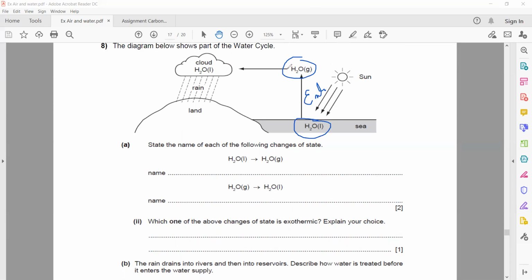But when water in a gaseous state converts into water in a liquid state, basically H2O in gaseous vapor form converts into a liquid state, it releases that energy and the molecules come closer to each other. So which one is exothermic? When the gas is changing back into liquid, it will release energy. So stage 2 is exothermic.